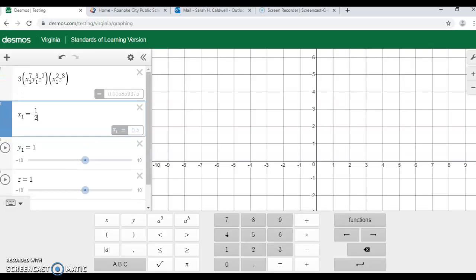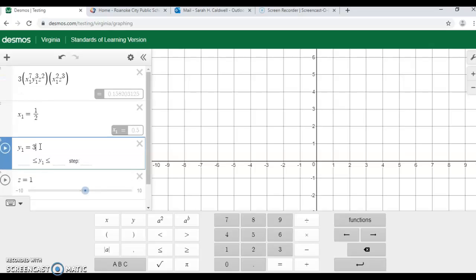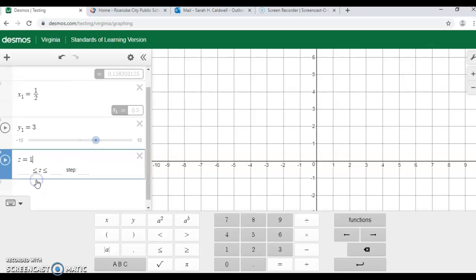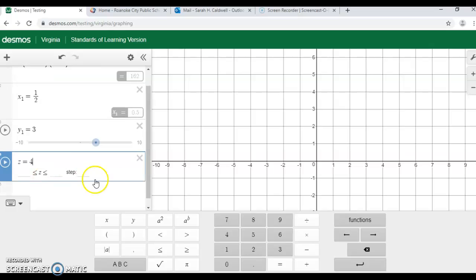Now all you see is a gray box that has x1 is equal to 0.5. All that did was simplify that fraction for you into a decimal. You don't need that. Now I need to put y1 equals 3. So you put your cursor there, backspace, and put a 3. Now z, my z value, I'll put my cursor next to the 1. I'm going to back it up and put 4.